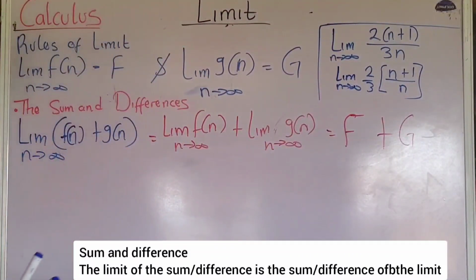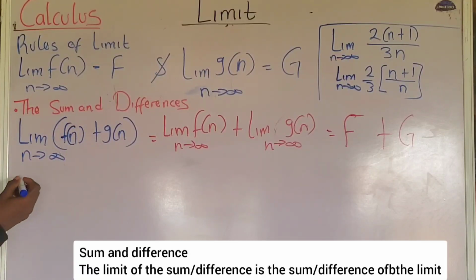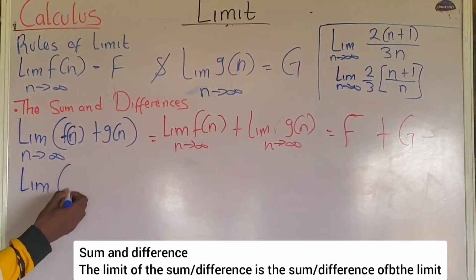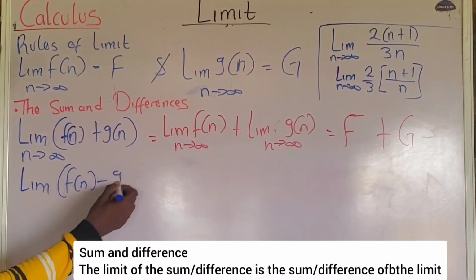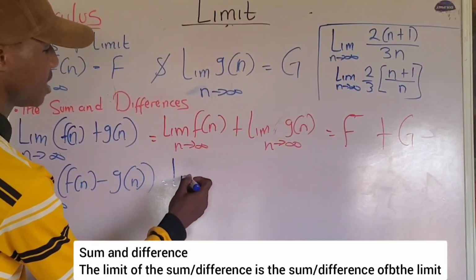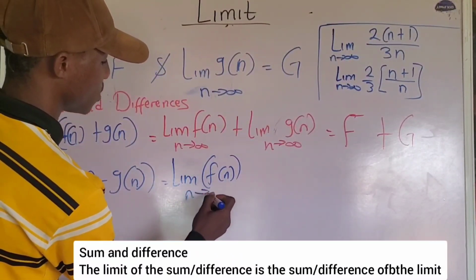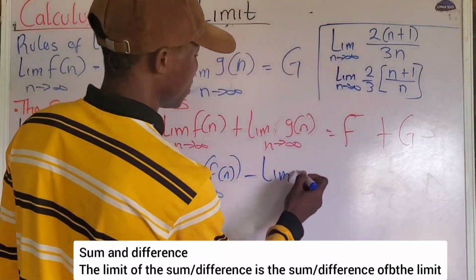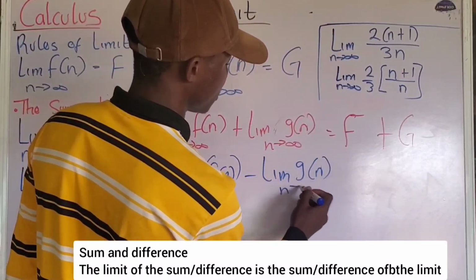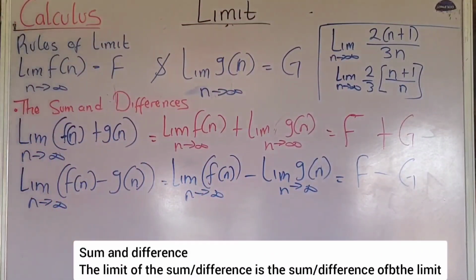Okay. Now, according to the difference, we are moving to difference now. Difference means subtraction. You understand? So let's say we have limit of a function f of n minus the limit of function g of n as n tends to infinity. That means we are going to have limit f of n as n tends to infinity minus the limit of g of n as n tends to infinity. That means I'm going to have f minus g. Okay, so that is the basic idea between the sum and differences rules of the limit of a function.